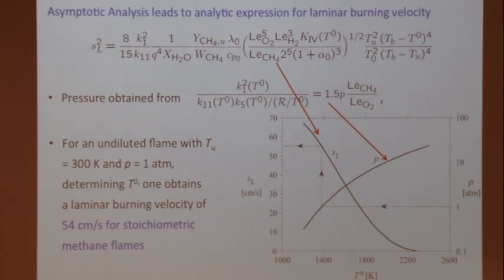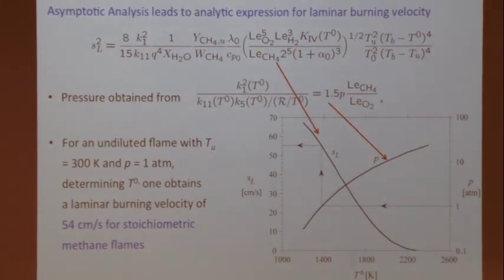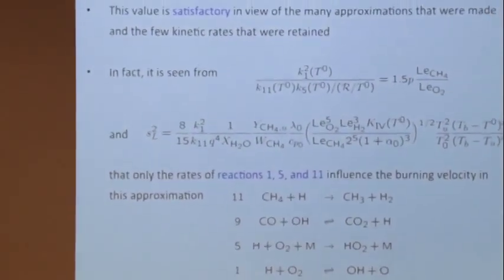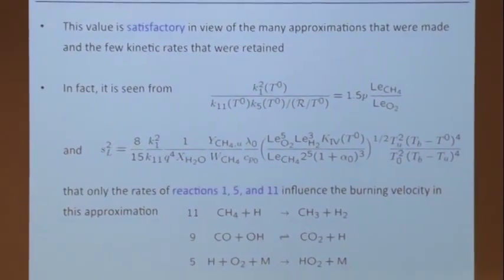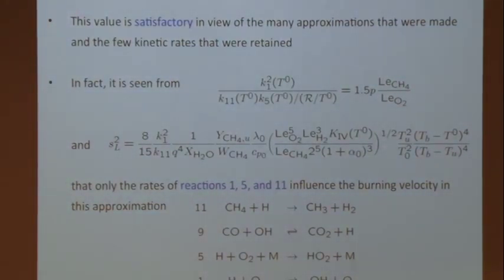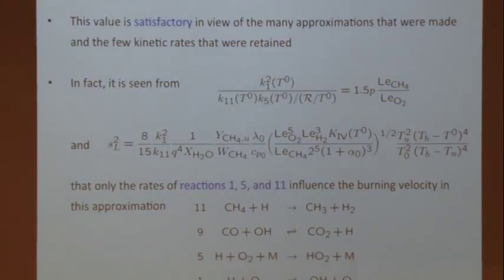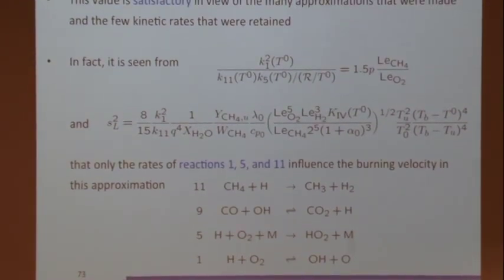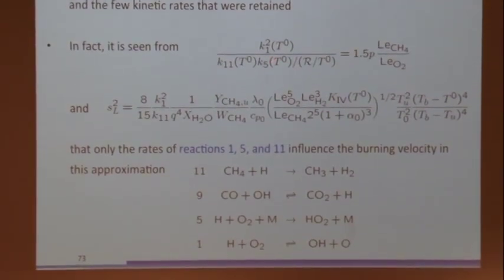This is much higher than reality, which is less than 40. But we can say this is not so bad, actually. I mean, this is at least the right order of magnitude. And so this is not for giving us quantitative values for burning velocity. It's more to tell us these dependencies. And we'll see that we can do some interesting things with these dependencies also.